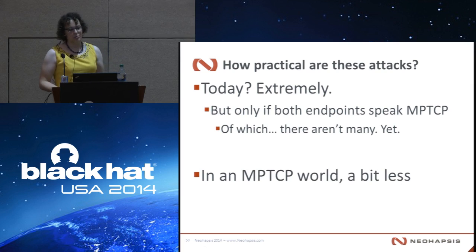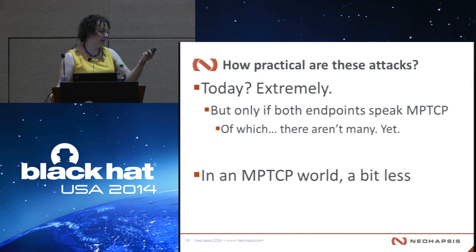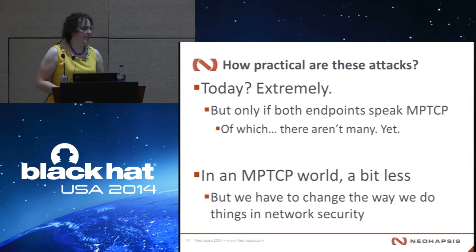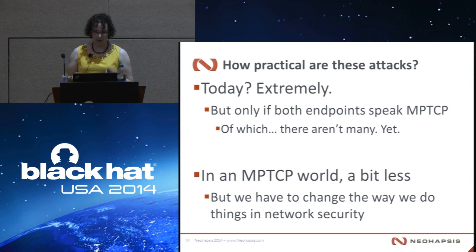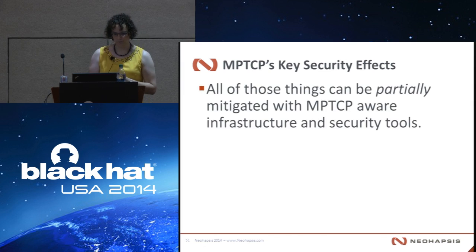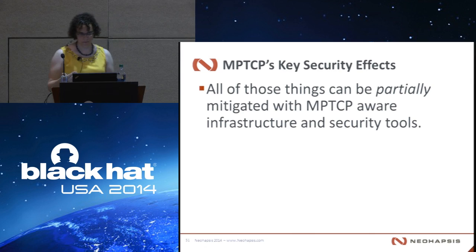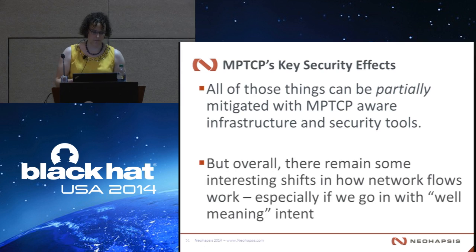However, in a multipath world, whether it's MPTCP or something else, these attacks become a little less practical because you're going to see it and know what's going on. But we still have to change things. We can't do things the way we've done them. Network security has to adapt. You can partially mitigate them if you're aware of it. You can correlate the things you do see. So if you have multiple streams and you see them, great, you can strap them together, you know what's going on.